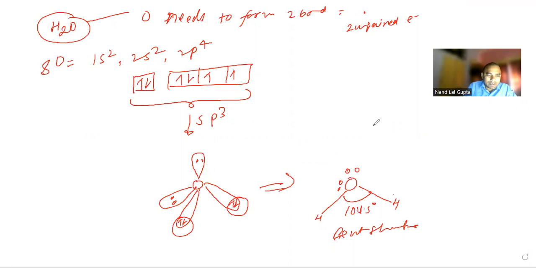Predict the electron domain geometry around the carbon and both nitrogen atoms in NH2, applying VSEPR theory. Okay, so this compound looks like a good question. So let us see. I don't know what the question number is that you have shared.